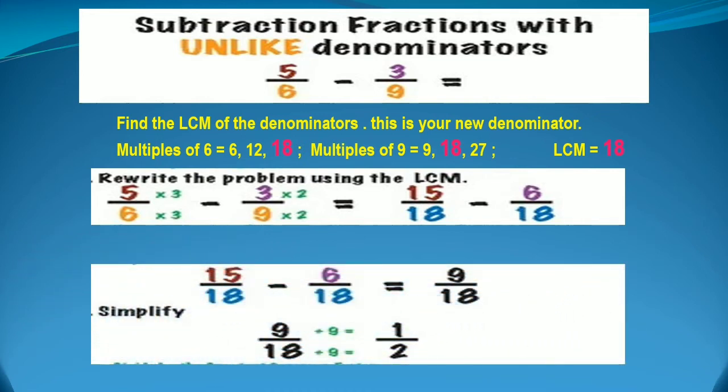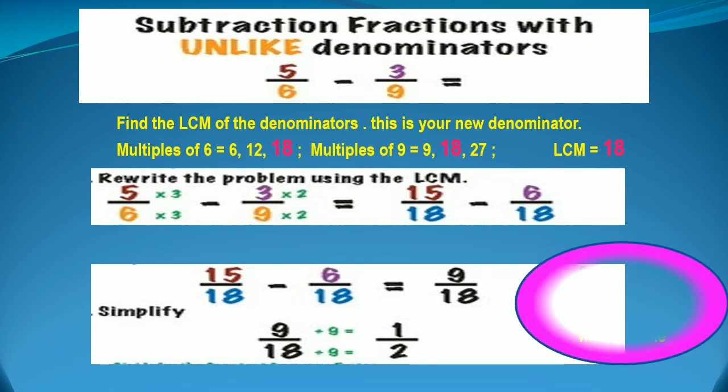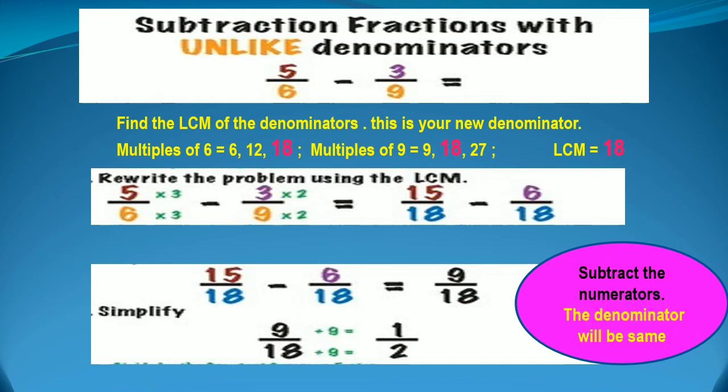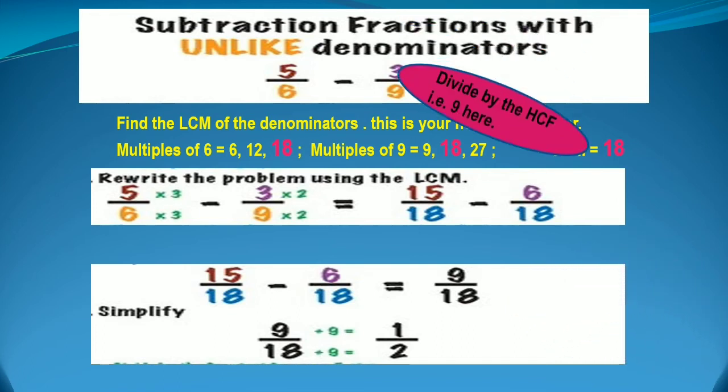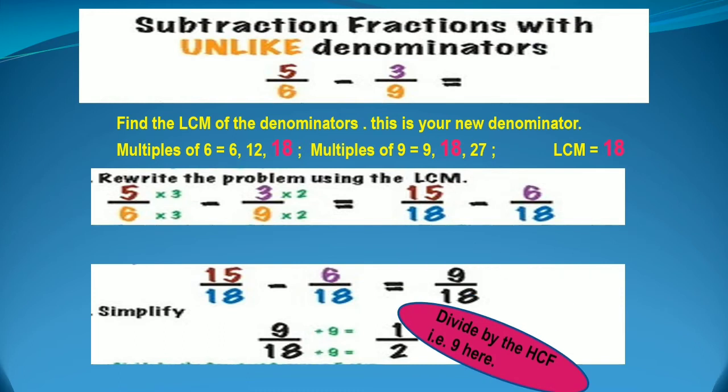So now the subtraction will be 15 upon 18 minus 6 upon 18. So only we have to subtract the numerators. 15 minus 6 will be 9 and the denominator will be the same, 9 upon 18. Here, divide the fraction by the HCF, the highest common factor, which means we can divide the numerator and the denominator by 9 and we will get 1 upon 2. It is the simplification.